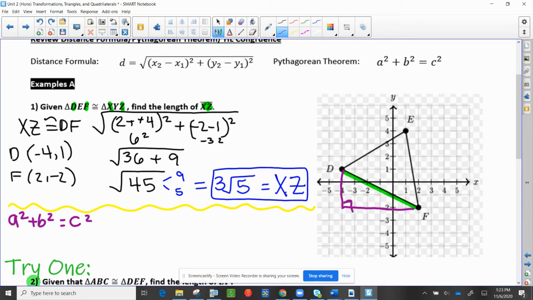So we're going to actually solve for the hypotenuse. That's always the c value. So to get the a and the b, I just have to count. So the short side here has a distance of 1, 2, 3.